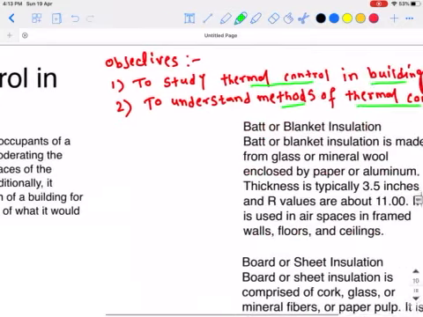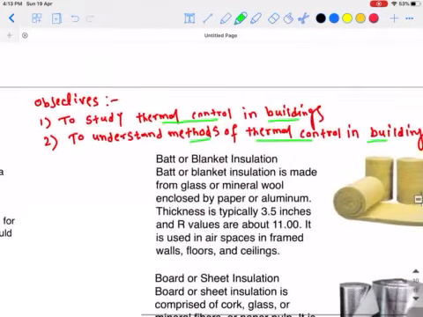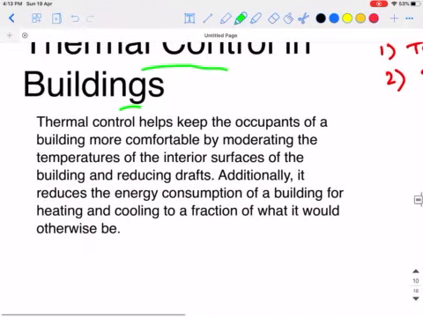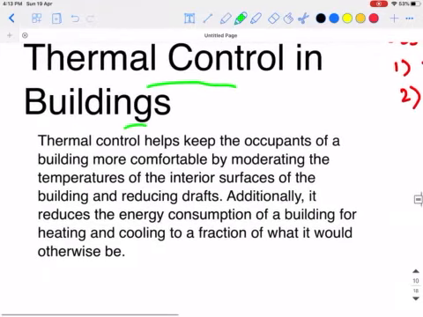Let's see a few objectives of this topic. First objective is to study thermal control in buildings, and second objective is to understand methods of thermal control in buildings. Let's clear what is thermal control in buildings.